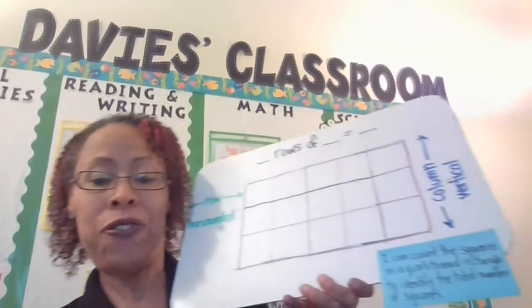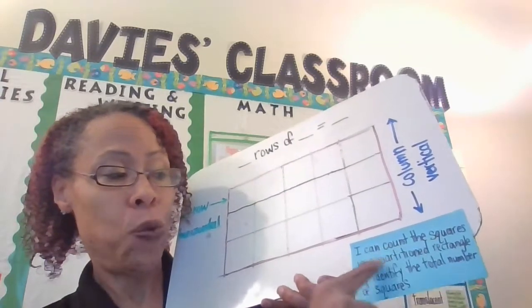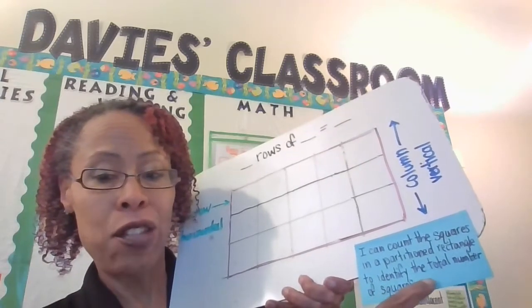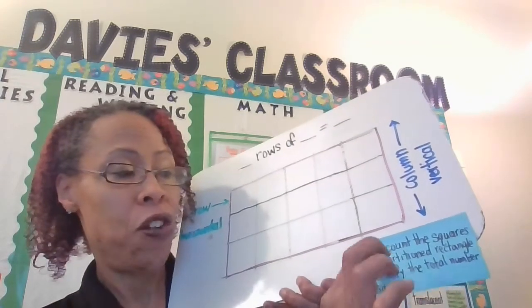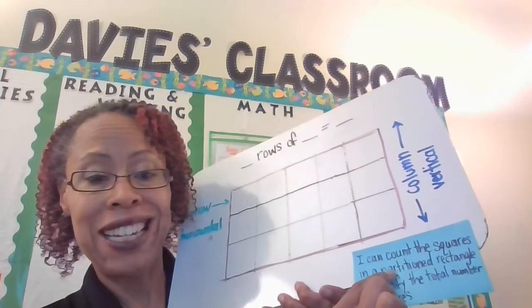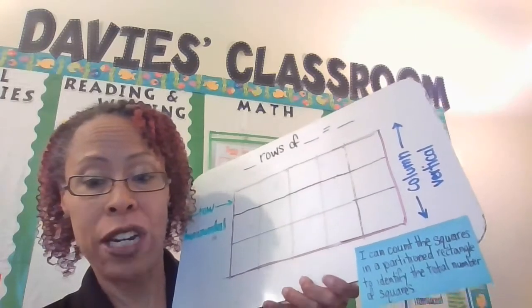Today we're going to focus on, or our learning target is, I can count the squares in a partitioned rectangle to identify the total number of squares. Remember, when we talk about the word partition, it means to divide or separate into equal parts or equal shares.